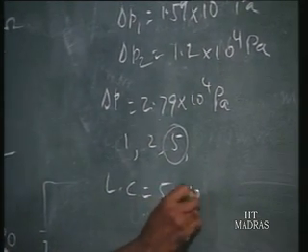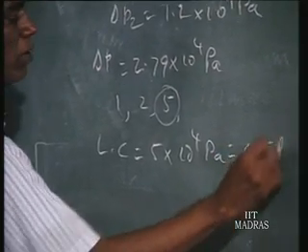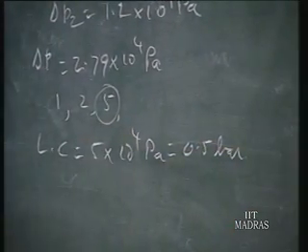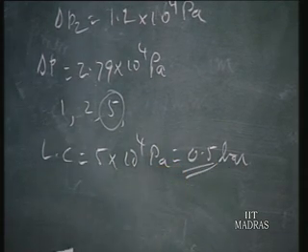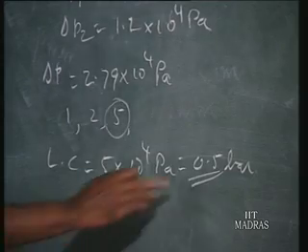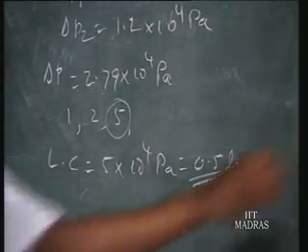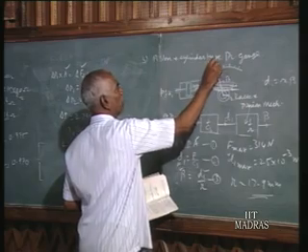So 5 into 10 to the power of 4 Pascal is approximately 0.5 bar, because 1 bar is equal to 10 to the power of 5 Pascal. So these are 0.5 bar instruments. For this instrument the least count should be 0.5 bar. That is what you have decided. Once you have decided the least count, then what should be the graduation length is another aspect. It should be 1.5 mm.